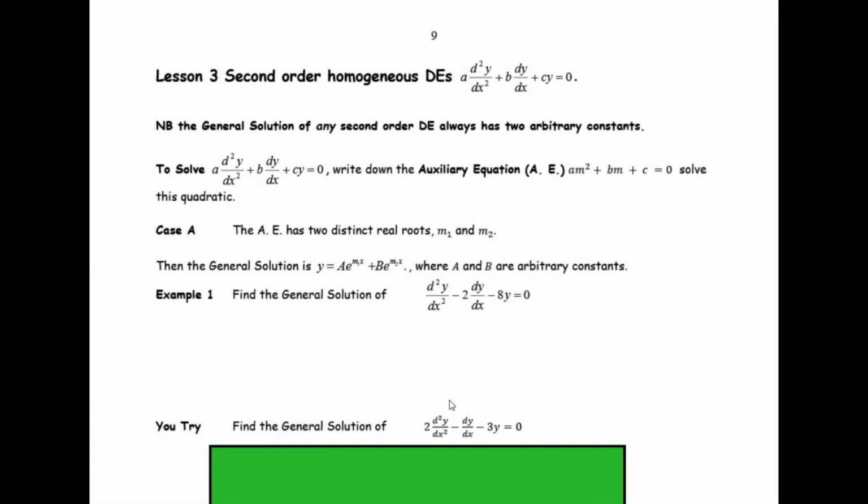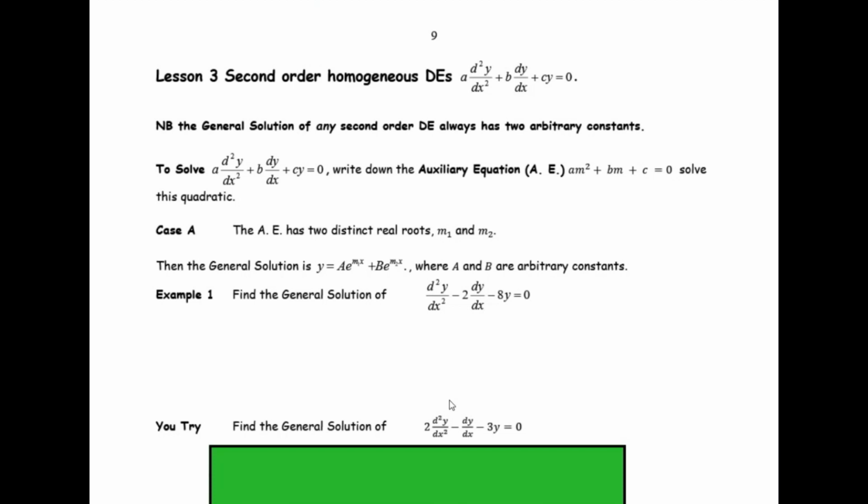So we've looked at another method for solving first order differential equations. That was the integrating factor method that we did last time. Now we're moving on to solving second order differential equations. We're going to start off by solving second order differential equations that are equal to 0. That's what homogeneous means. It means it's equal to 0. And next lesson we're going to look at solving non-homogeneous differential equations.